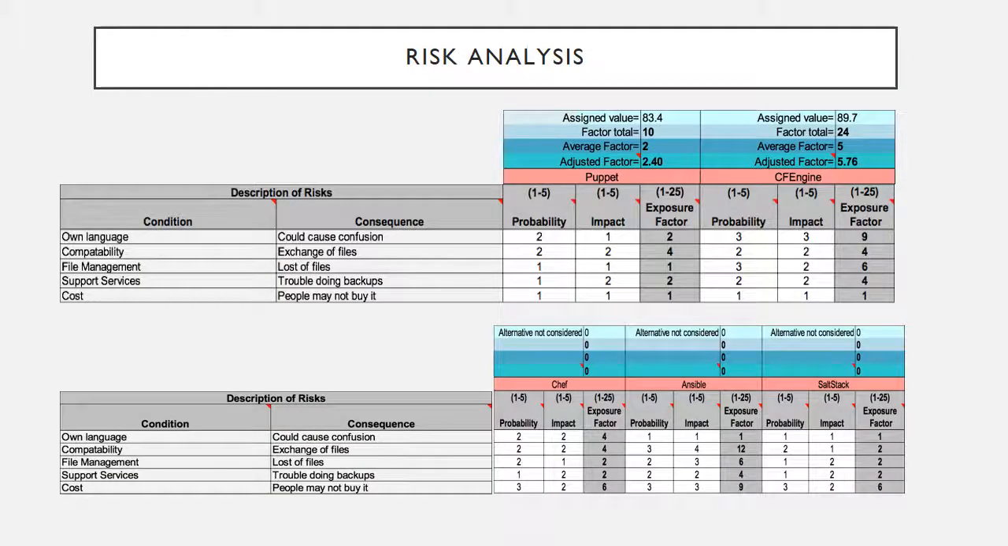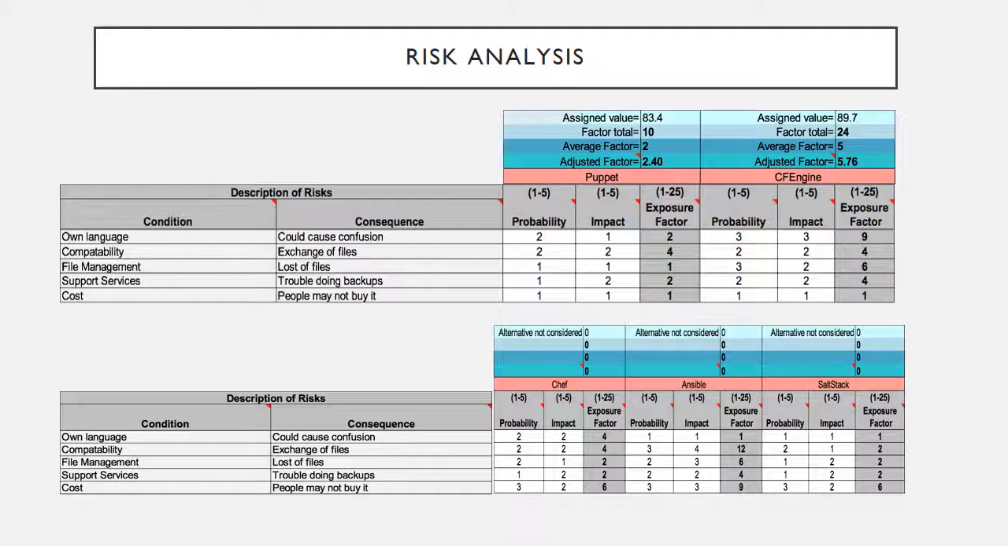So now we are in the risk analysis evaluation process step. We're going to evaluate CF Engine and Puppet, which were the 2 highest scores. And we determine different conditions and different consequences from those conditions. We have probability and impact. So the range is going to be between 1 and 5, meaning that 1 is going to be the lowest probability of occurrence, and 5 is going to be the highest probability of occurrence.